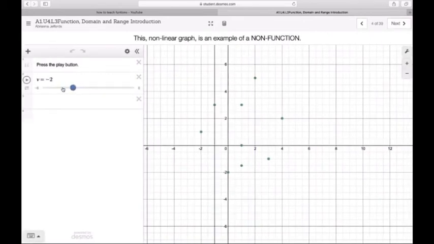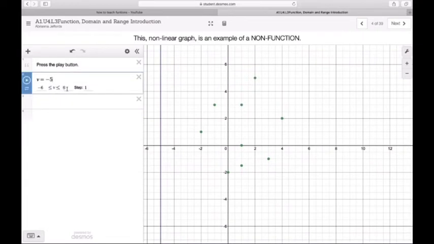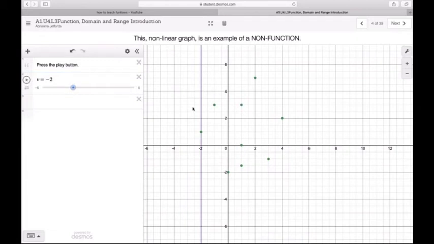Let's go through each point. This is a function because see, there's only one point. This is a function too. This is another function. See, there's one point there. This is a non-function. This is a function. This is a function, and this is a function. But since there's this non-function, this whole graph is a non-function.